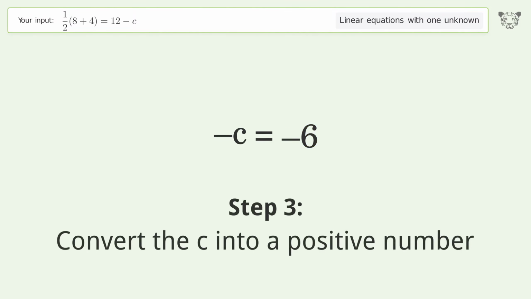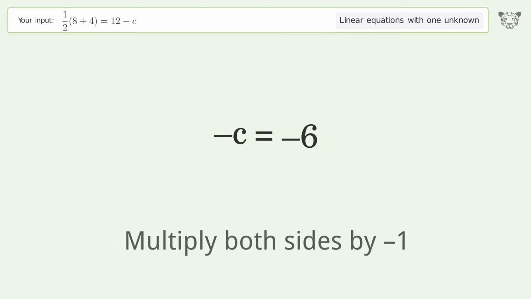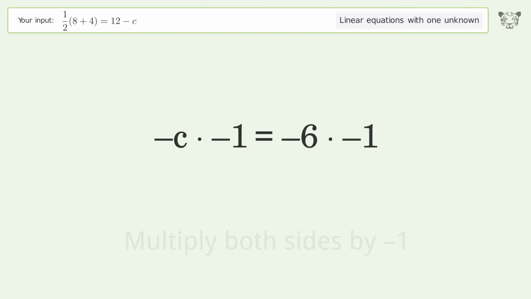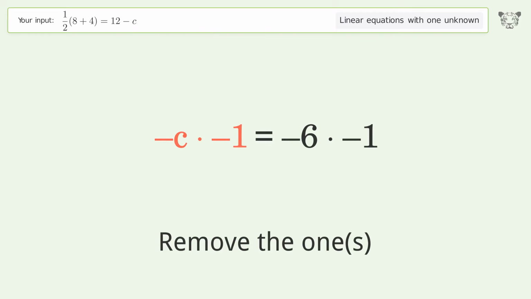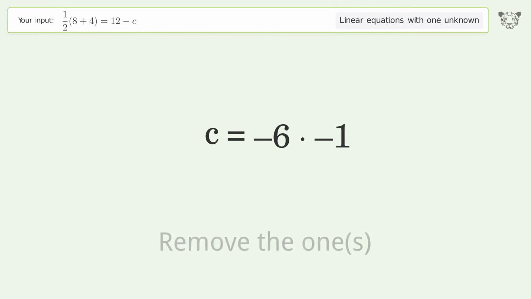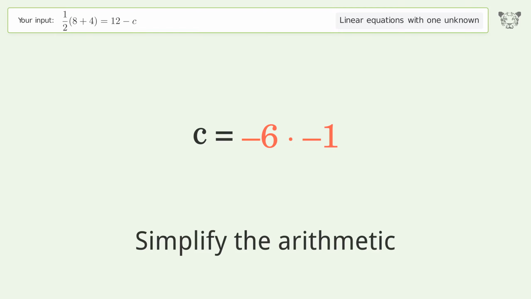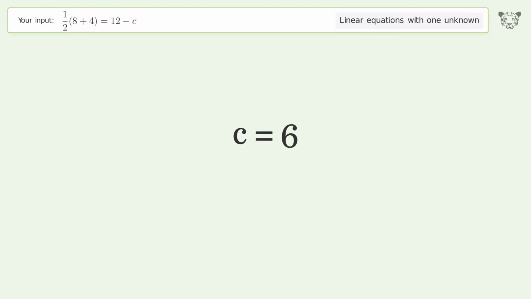Convert the c into a positive number. Multiply both sides by -1. Remove the ones. Simplify the arithmetic. And so the final result is c equals 6.